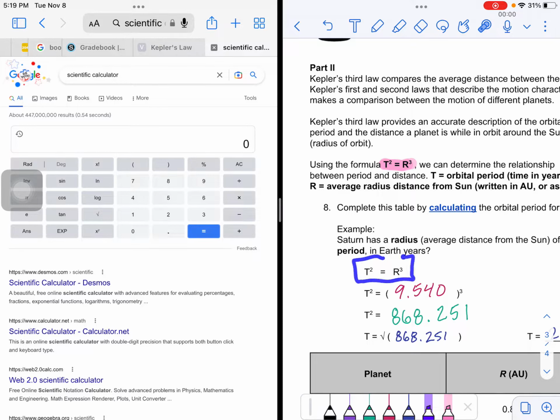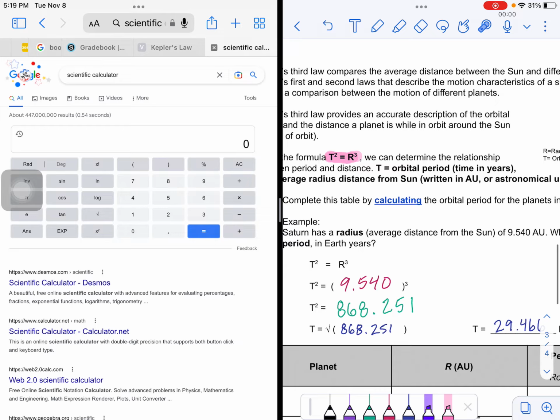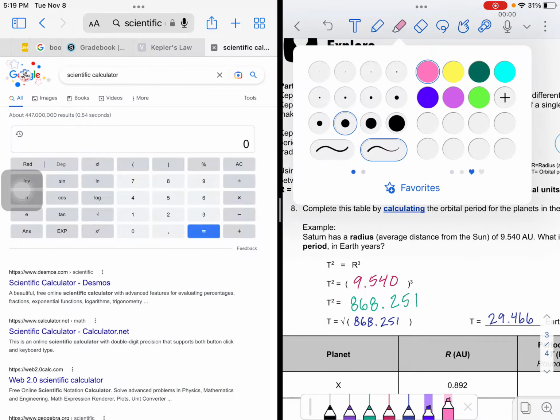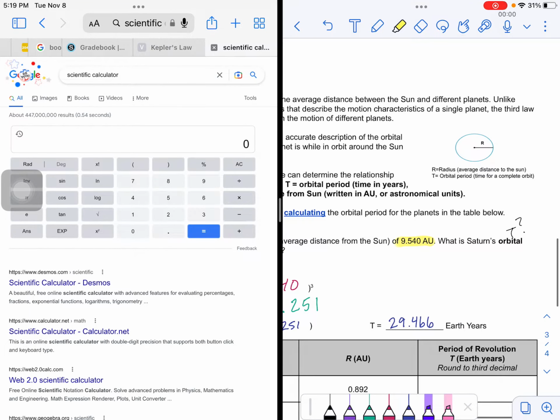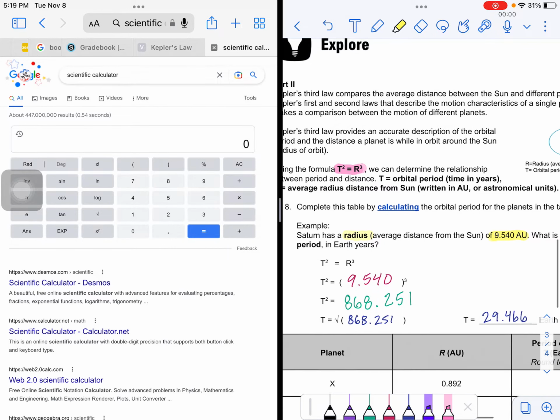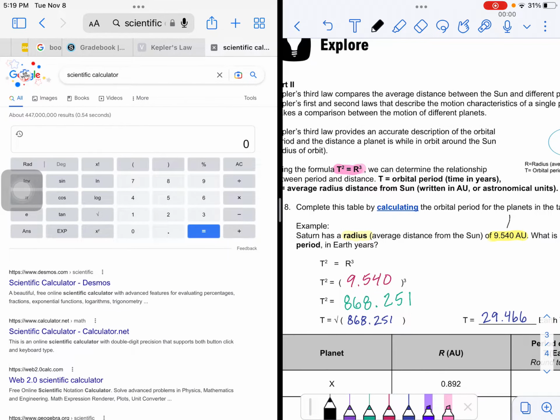So with our T squared equals R cubed, we will have at least one of the values to plug in and then be asked to solve for the rest. So for this first example, we have Saturn has a radius of 9.540. What is Saturn's orbit in Earth years? So what we are given is the R. What we have to solve for is T.